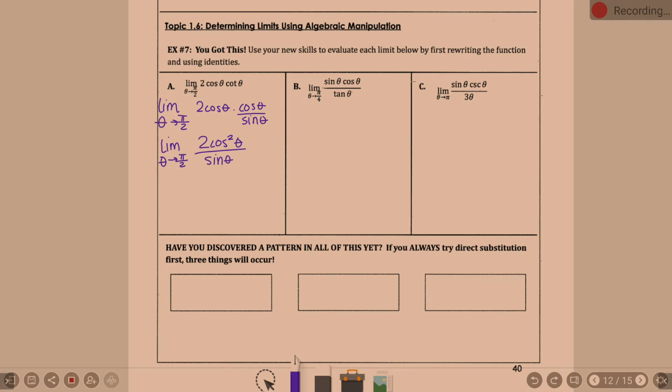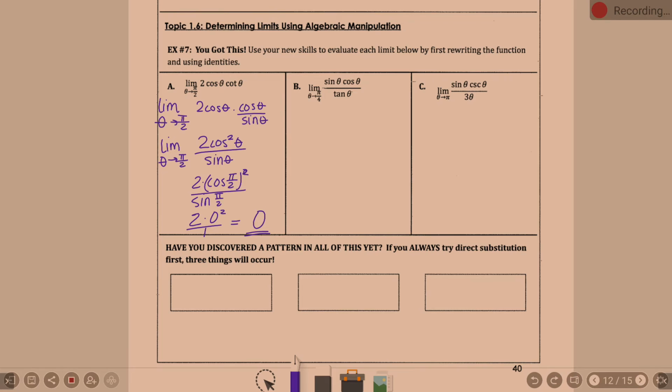Okay, so at this point, when we plug in the pi over 2, it's 2 times cosine of pi over 2, and we're squaring that, over sine of pi over 2. We end up with what? 2 times 0 squared divided by 1. I thought we were trying to not get 0. No, we're trying not to get a number divided by 0, because a number divided by 0 is undefined. We're just not getting 0 over 0.